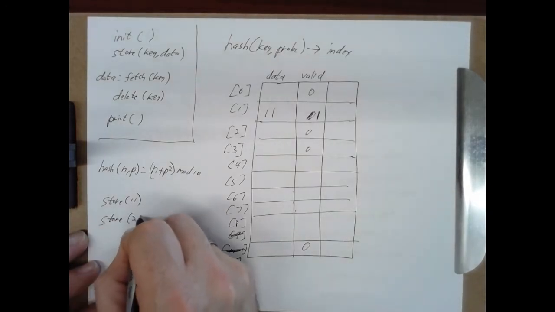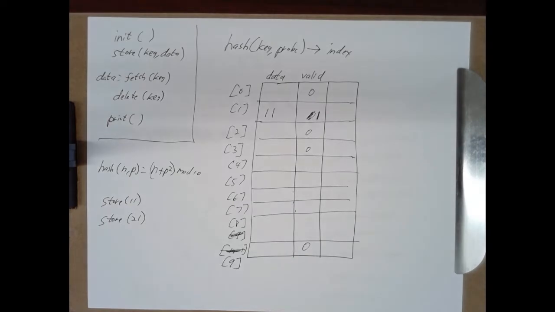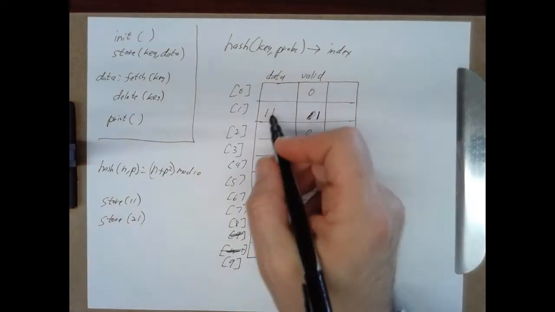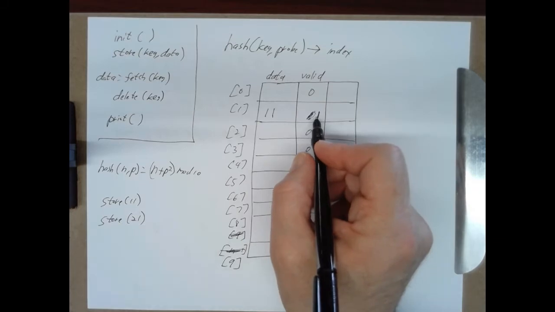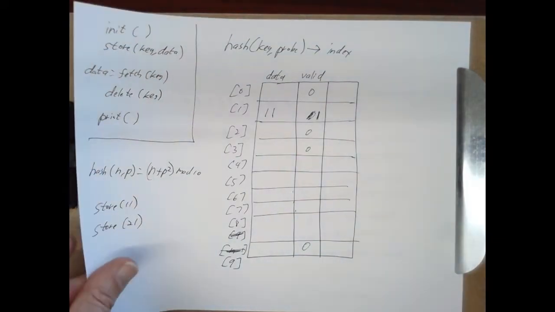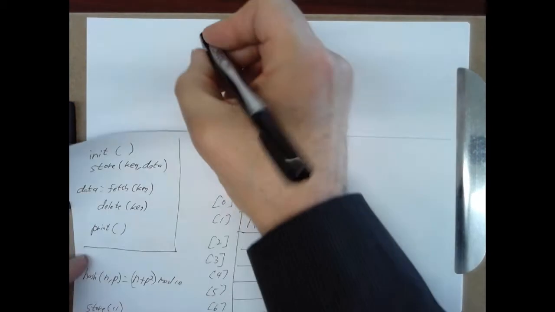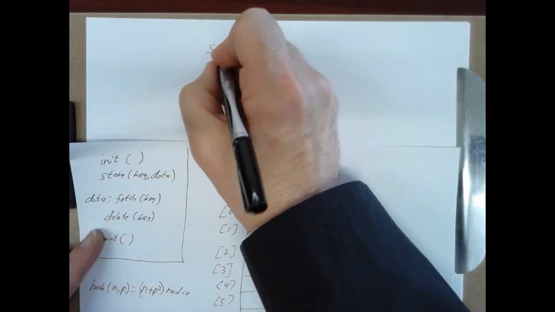Now we want to store a 21, and that would hash to the same location as 11, but there's already something occupied there, so we need to rehash. So we can start sketching some code.